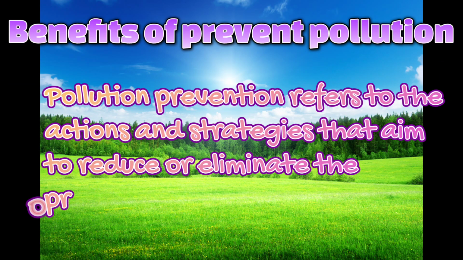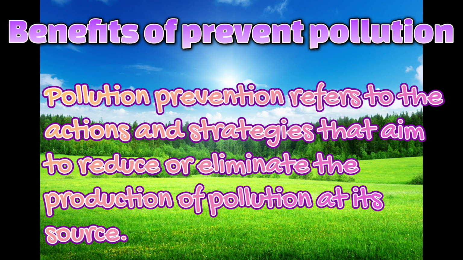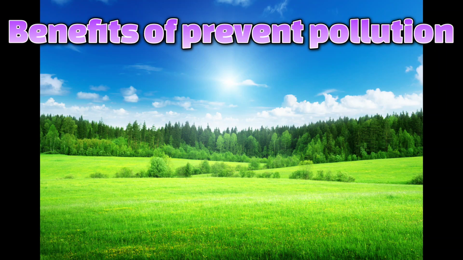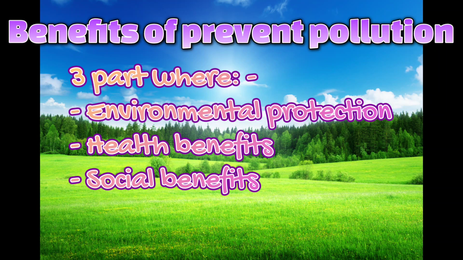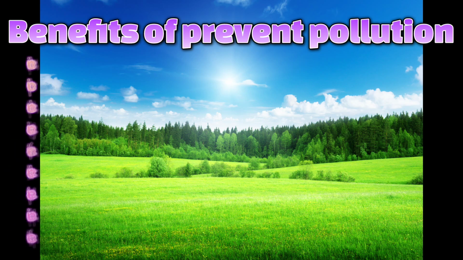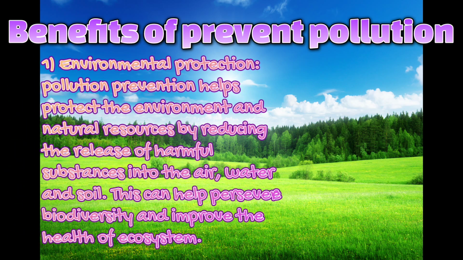Pollution prevention refers to the actions and strategies that aim to reduce or eliminate the production of pollution at its source. The benefits of pollution prevention are given in three parts, which are environmental, health benefit, and social benefit. For environmental protection, pollution prevention helps protect the environment and natural resources by reducing the release of harmful substances into the air, water, and soil. This can help preserve biodiversity and improve the health of ecosystems.